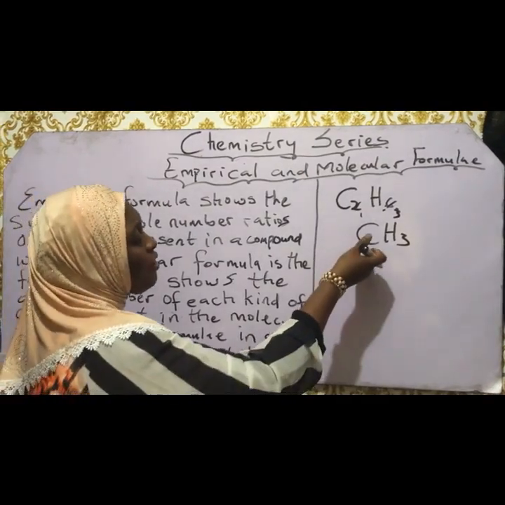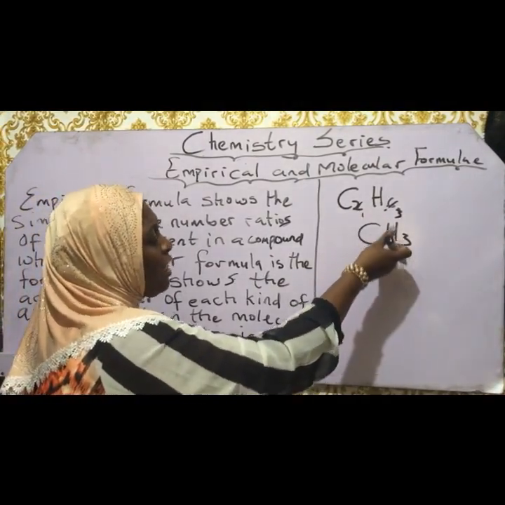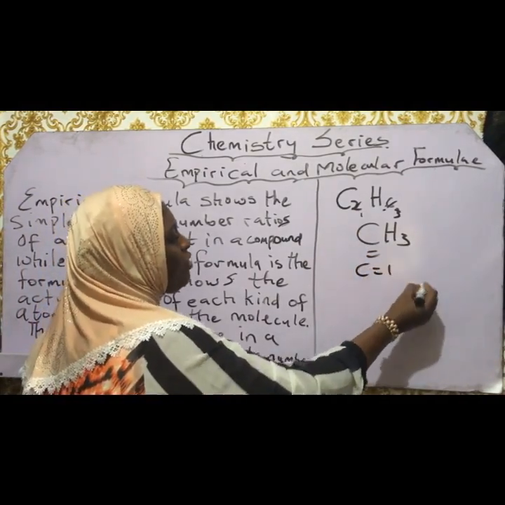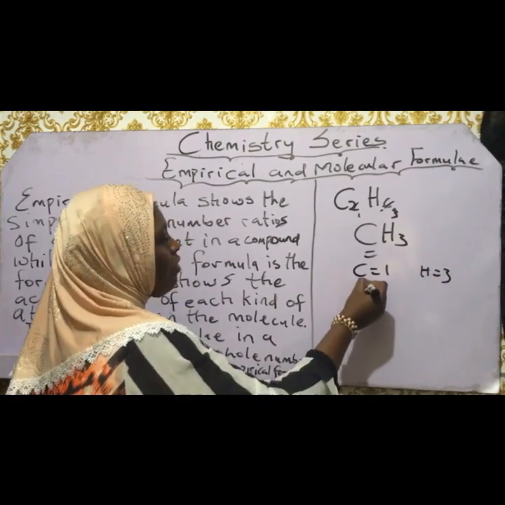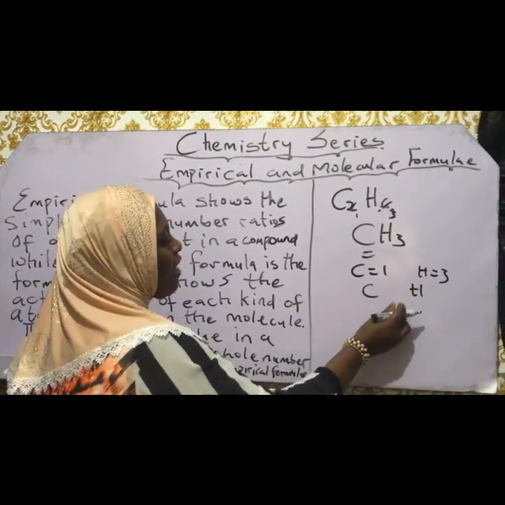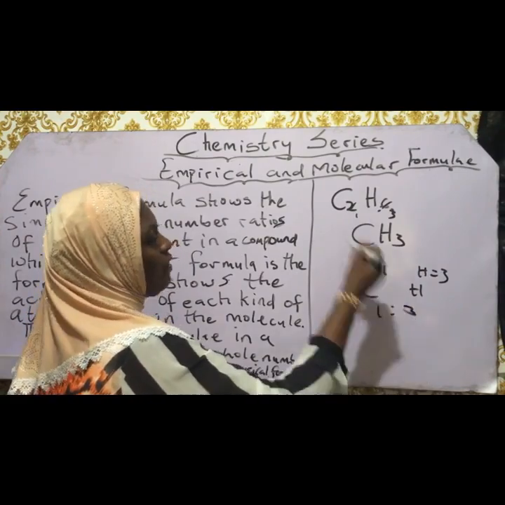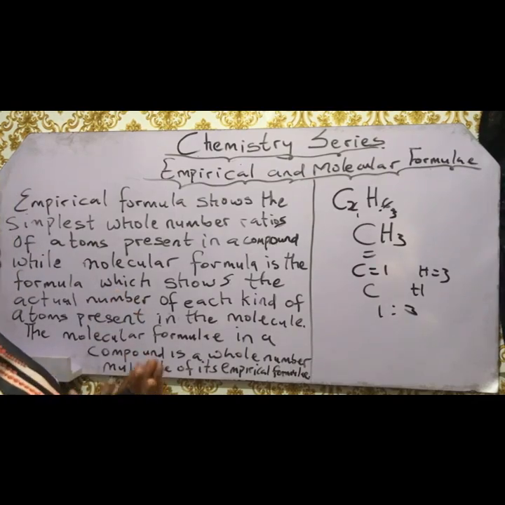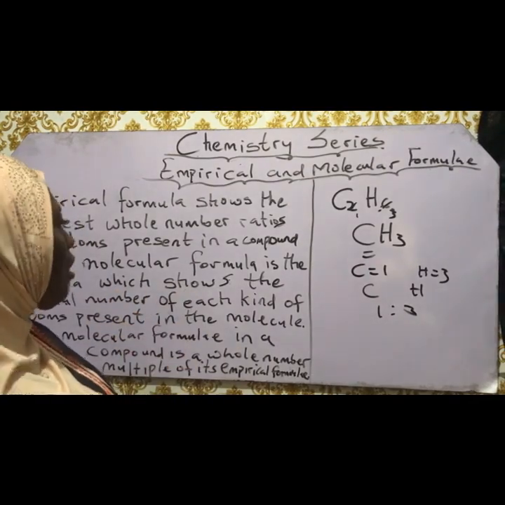Now, if you are asking what is the ratio of carbon to hydrogen in this formula, carbon here is 1 and hydrogen here is 3. So, the ratio of carbon to hydrogen is 1:3. So, empirical formula shows the simplest whole number ratios of atoms present in a compound.